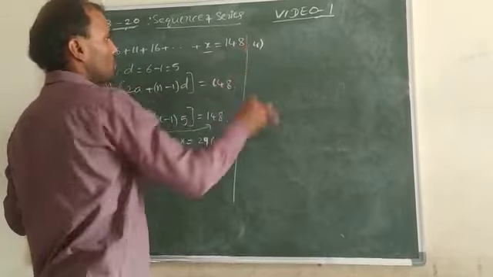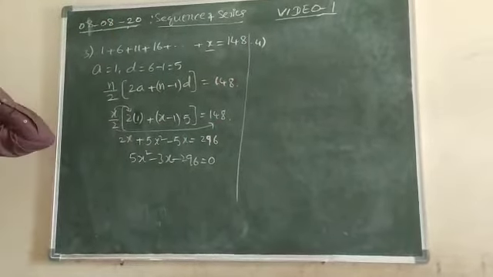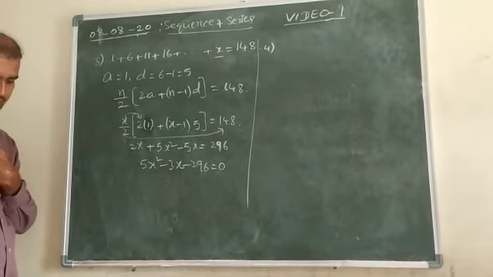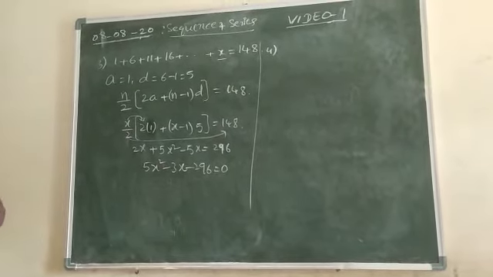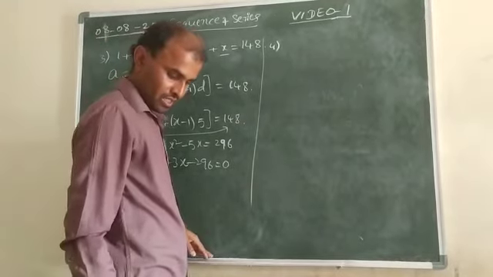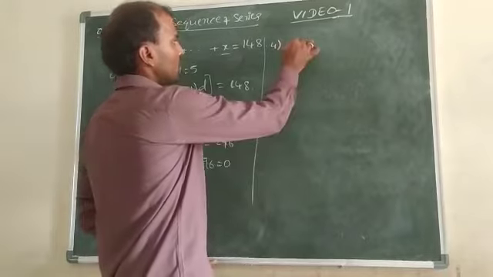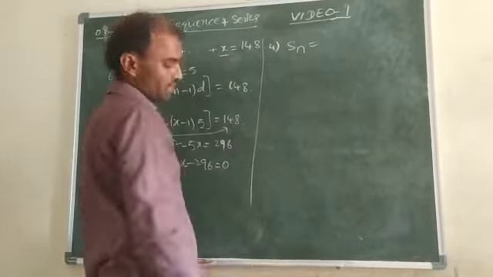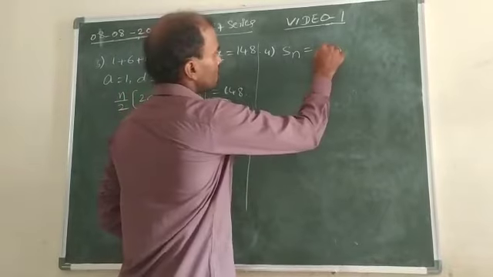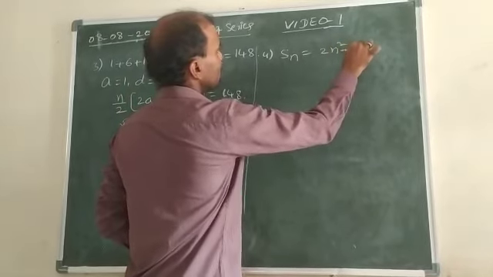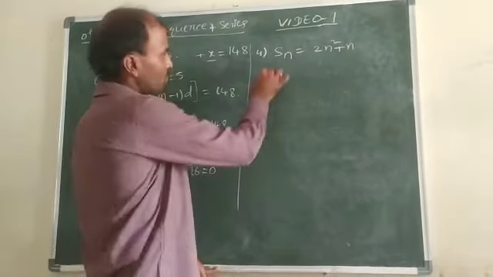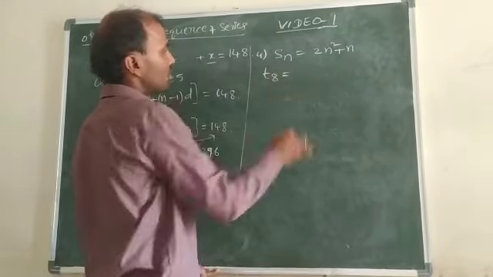Next, fourth one. What is the fourth one given? The sum of the n terms of an AP is 2n square plus n, then find the 8th term. So what is Sn given? Given Sn in AP is 2n square plus n. Next, what do we require? The 8th term, T8 value.